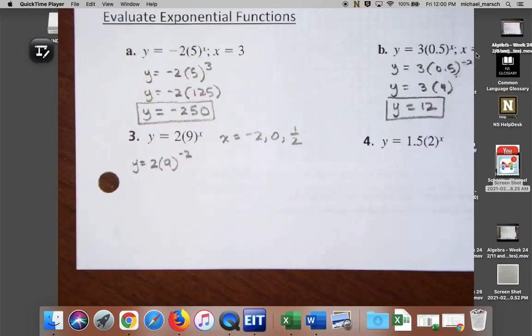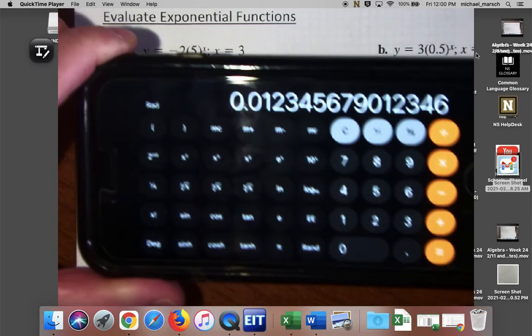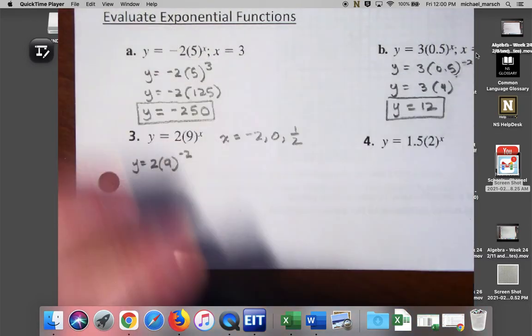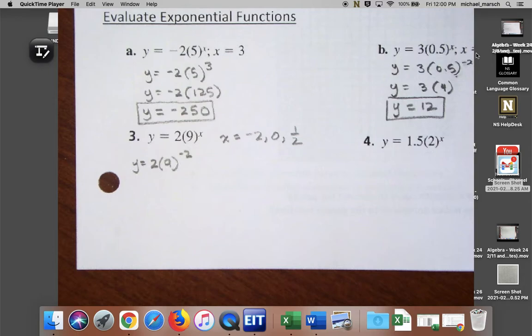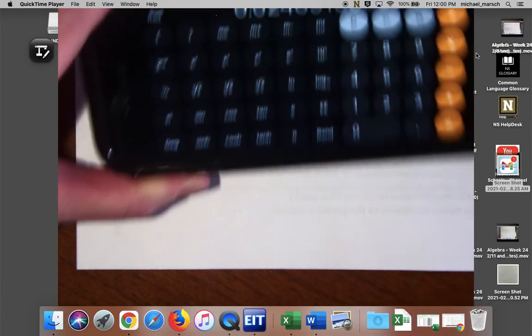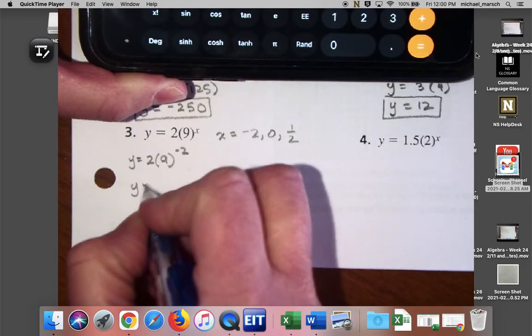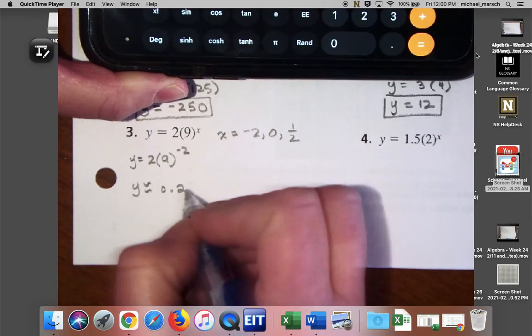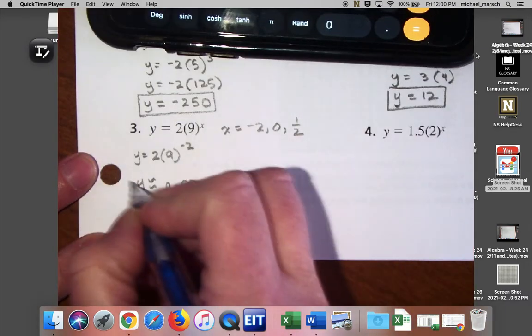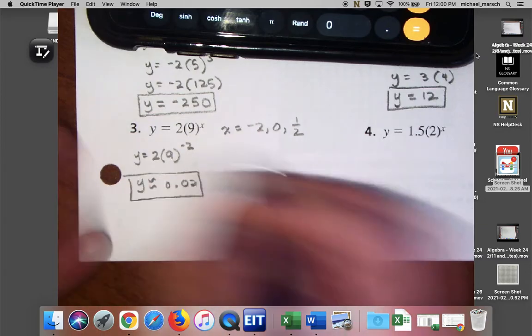This one gets a little weird. If you do 9, x to the y, negative 2, you're going to get this funky decimal. So my advice would be to just immediately do that times 2. You're still going to get a weird decimal, but you don't need to write down that middle step each time. So I'm going to get y is about 0.2. Excuse me, 0.02. Notice I have the squiggles because it's not an exact value.